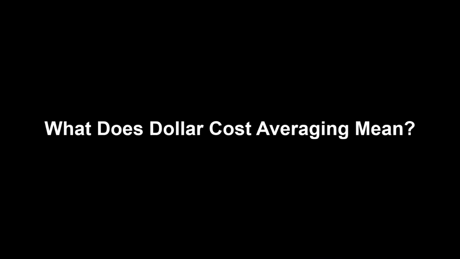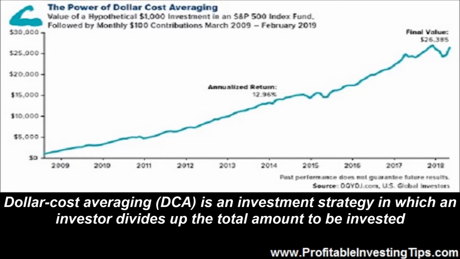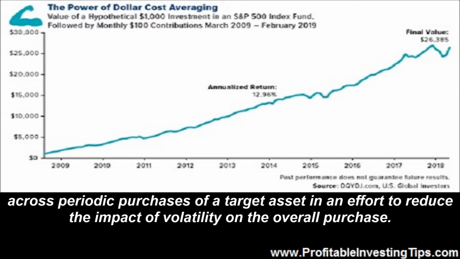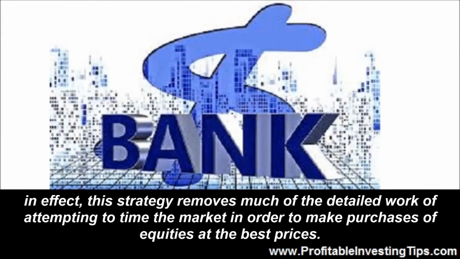What does dollar cost averaging mean? Investopedia provides us with a formal definition of dollar cost averaging. Dollar cost averaging, DCA, is an investment strategy in which an investor divides up the total amount to be invested across periodic purchases of a target asset in an effort to reduce the impact of volatility on the overall purchase. The purchases occur regardless of the asset's price and at regular intervals. In effect, this strategy removes much of the detailed work of attempting to time the market in order to make purchases of equities at the best prices.